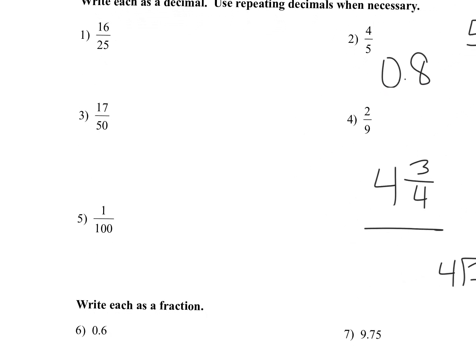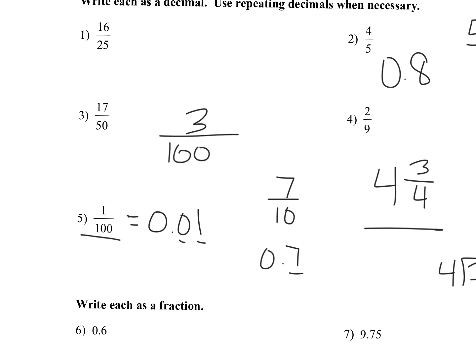What if I had anything over 100? How would I write that as a decimal? 1 over 100 is 0.01. Tenths place, hundredths place. What about 7 over 10? How would I write that? 0.7, tenths place. What if it was 3 over 1,000? 0.003. Tenths, hundredths, thousandths. Okay?